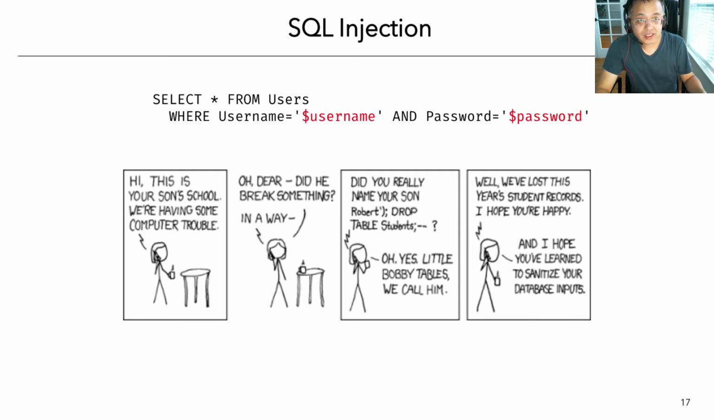Okay, the next one is SQL injection. SQL injection means that you have a SQL command. Like here, you select star from the user database where the username equals the username variable, the untrusted input, and the password equals the password, which is also untrusted input.